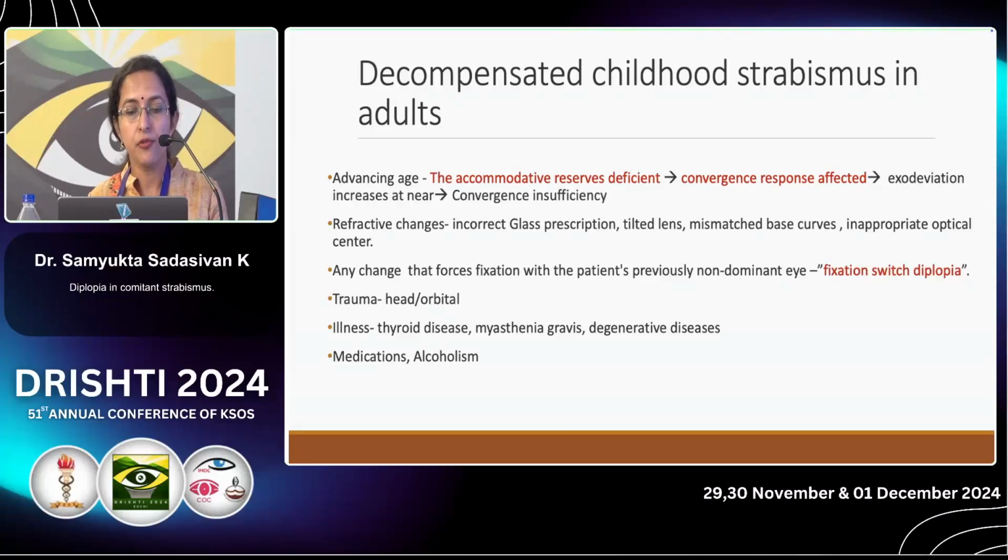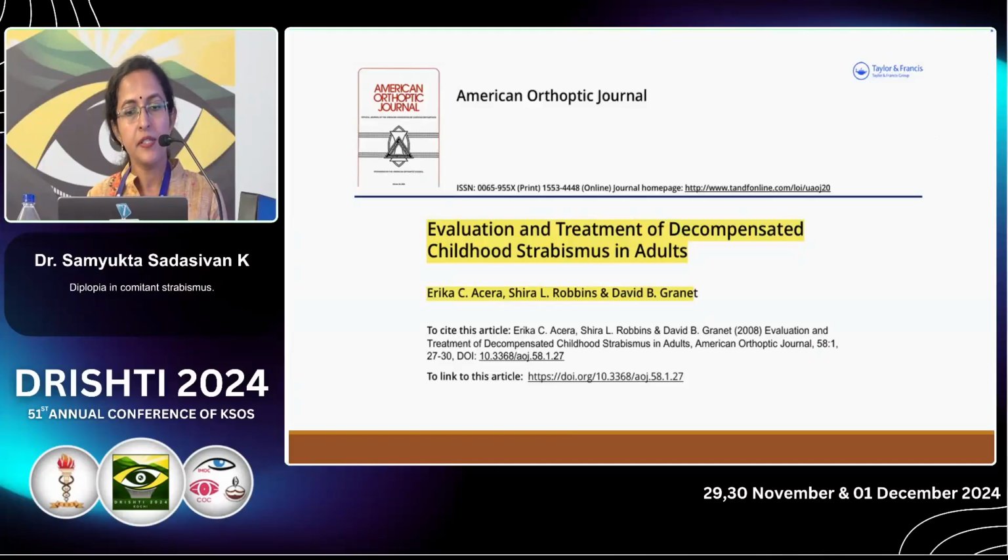Any change that forces fixation with the patient's previously non-dominant eye. So this condition has been named as fixation switch diplopia. Other causes are trauma, illnesses, or medications and alcoholism. This is an interesting article which we found in the American Orthoptic Journal, where they have told in detail about decompensated childhood strabismus manifesting in adulthood.